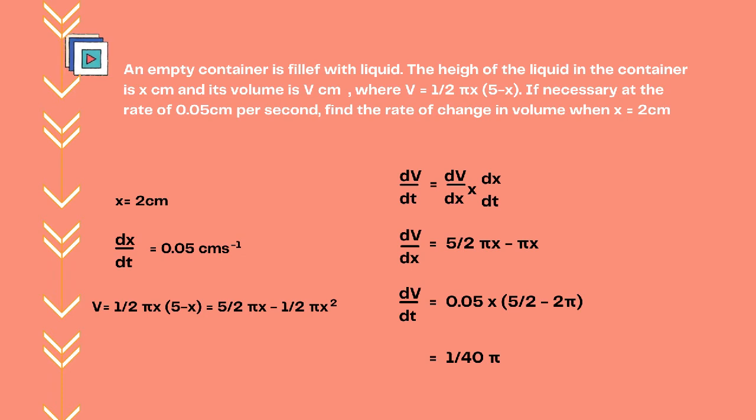So next we need to find dV over dx. dV over dt equals dV over dx times dx over dt. dV over dx equals 5 over 2 pi x minus pi x. dV over dt equals 0.05 times (5 over 2 pi x minus 2 pi), and the answer is 1 over 40 pi.